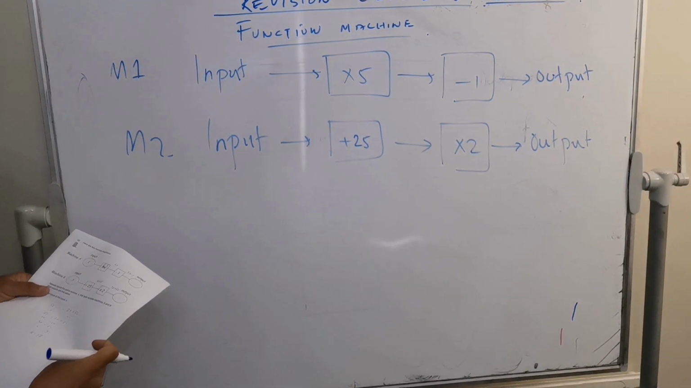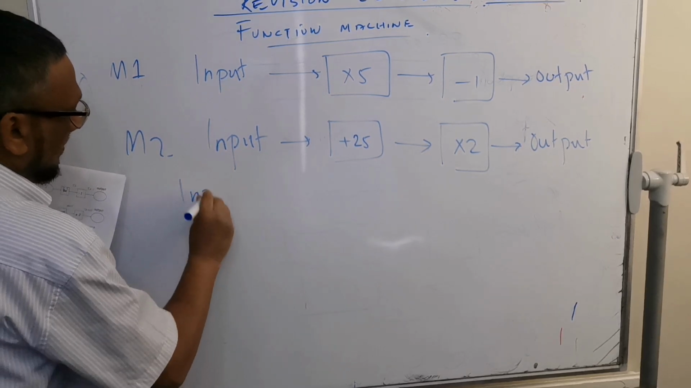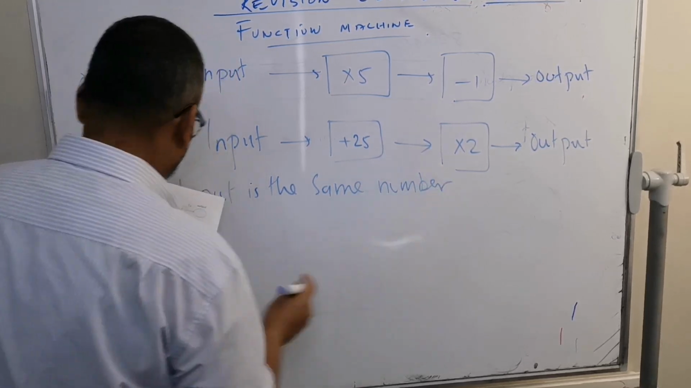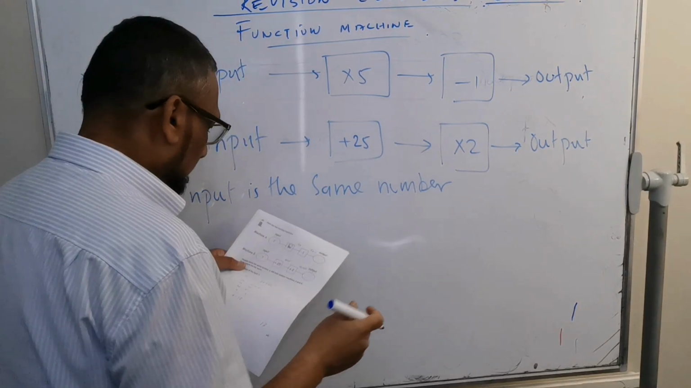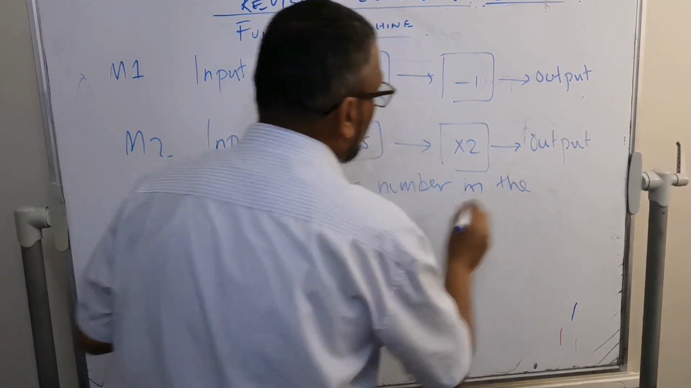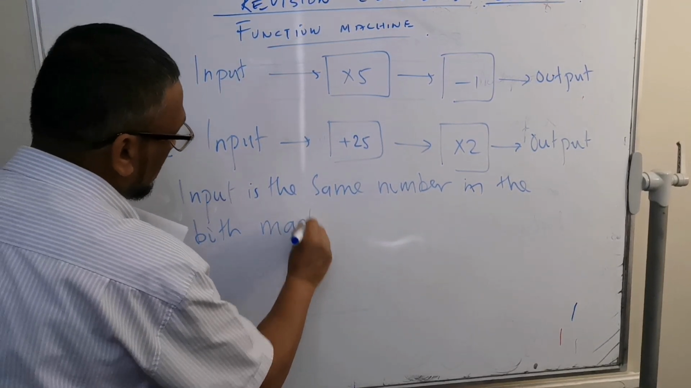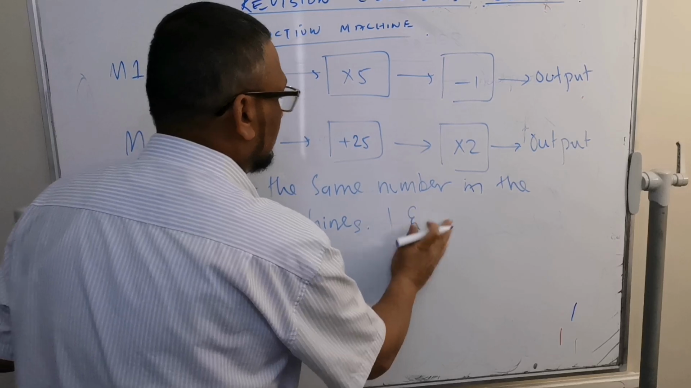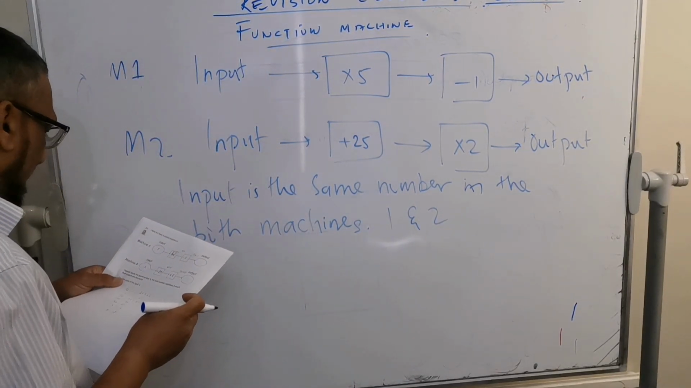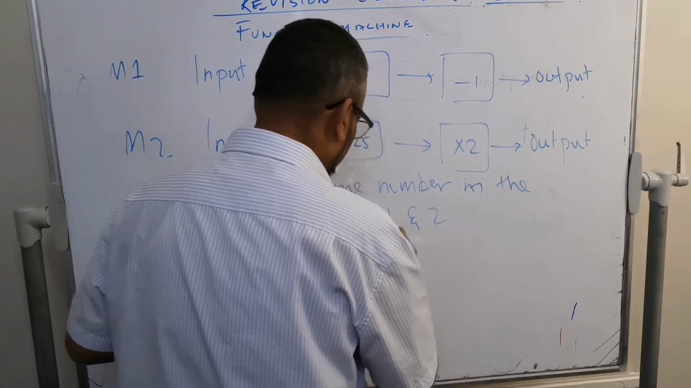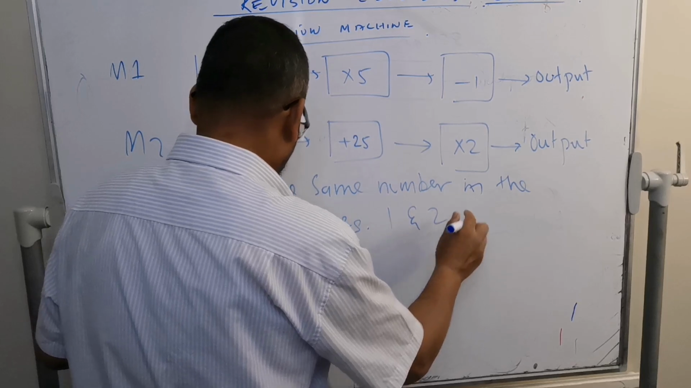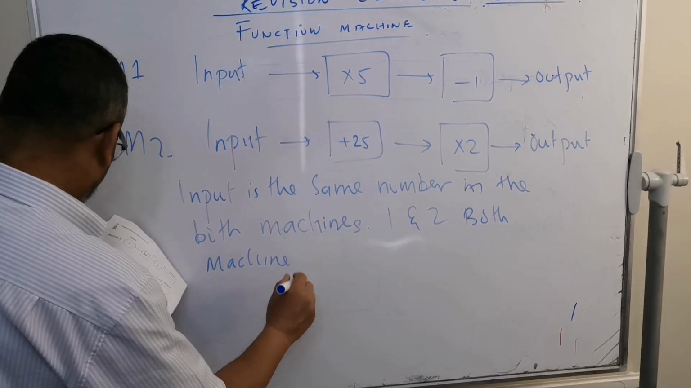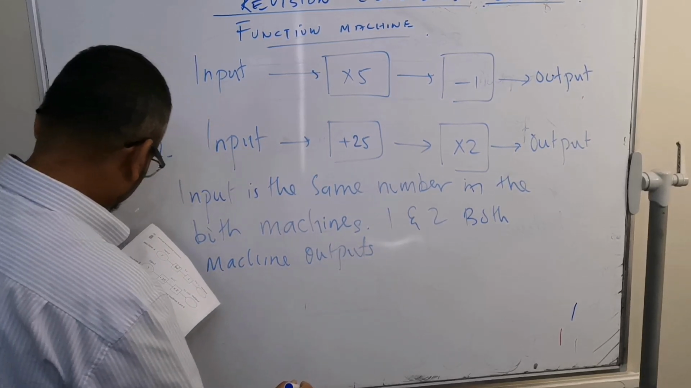Now it says the input is the same number in both machines, machine 1 and 2, and the outputs of both machines are the same.